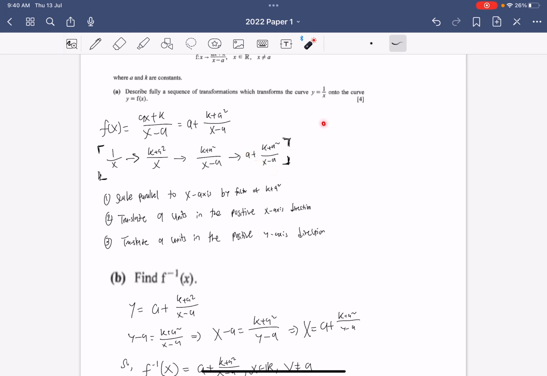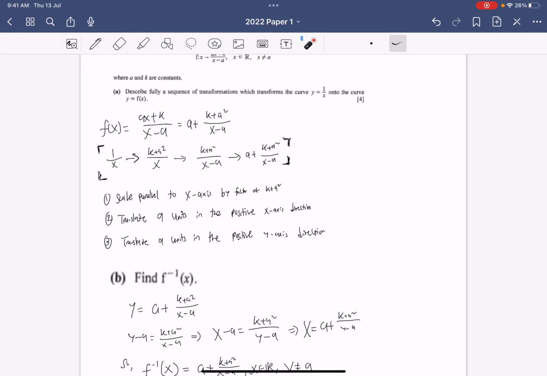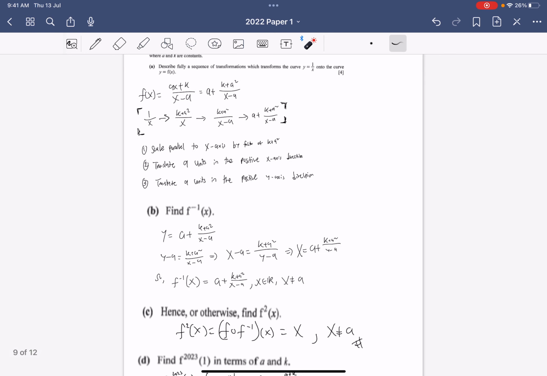So this is basically saying from y equals a squared over x minus a, you translate it by a in the positive x direction. This changes y direction, so this changes y to y minus a. Then you just bring this over and you're done. So that's the full sequence of transformation.